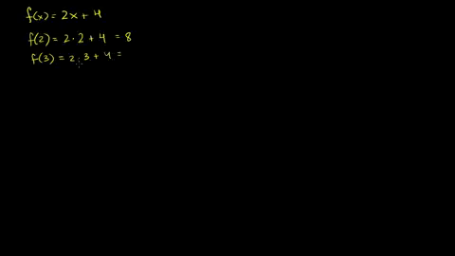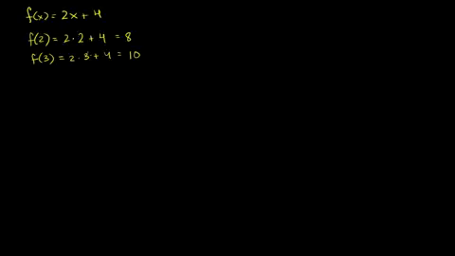Let's think about what functions really do, and then we'll think about the idea of an inverse of a function. So let's start with a pretty straightforward function. Let's say I have f of x is equal to 2x plus 4. And so if I take f of 2, that's going to be equal to 2 times 2 plus 4, which is 4 plus 4, which is 8. I could take f of 3, which is 2 times 3 plus 4, which is equal to 10. All right, 6 plus 4.